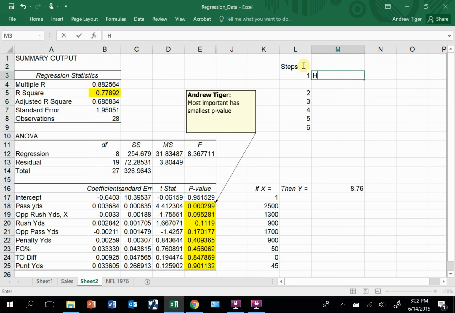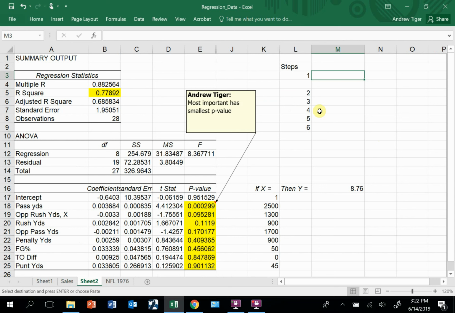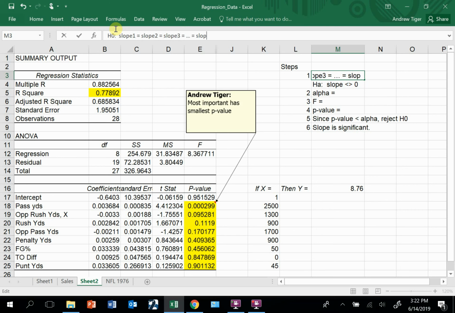The null hypothesis is really similar to the one we did earlier. The only thing is that we have multiple slopes. So we have slope 1 equals slope 2 equals slope 3, all the way to slope 8. We have 8 of these. We assume that they're all the same and they're all equal to 0. And the alternative says at least one is not 0.